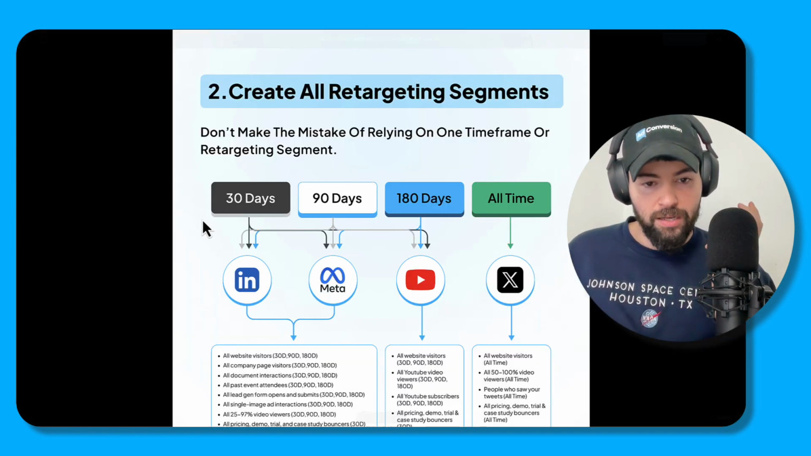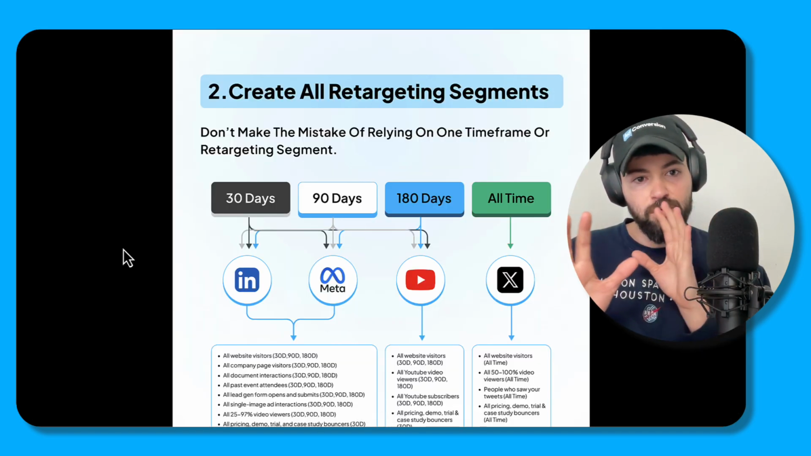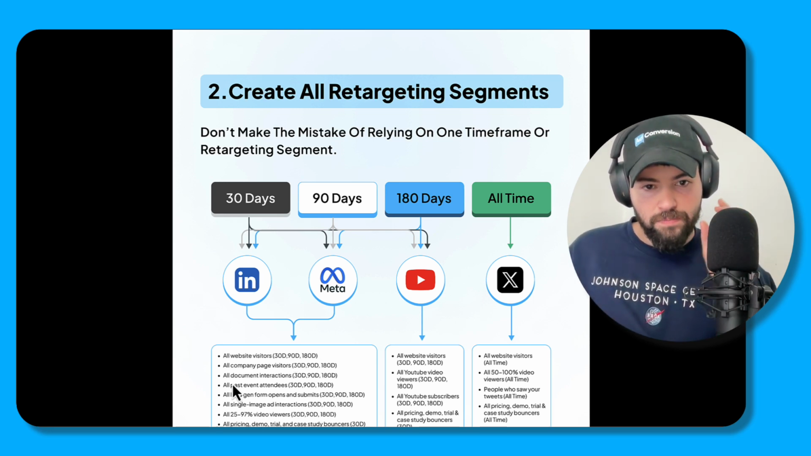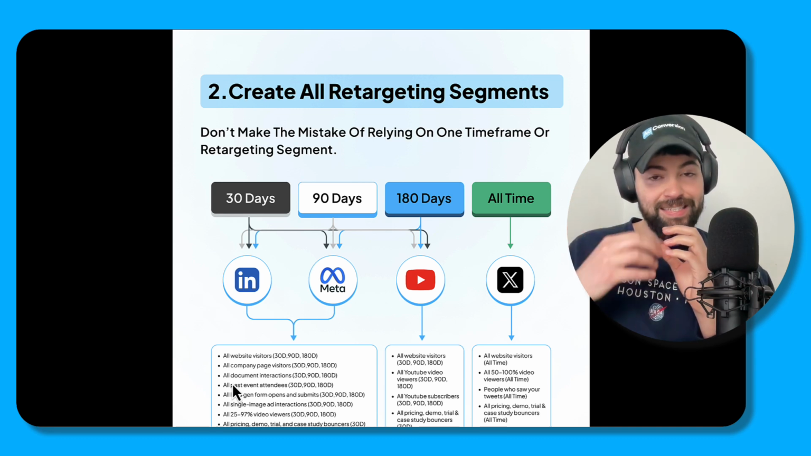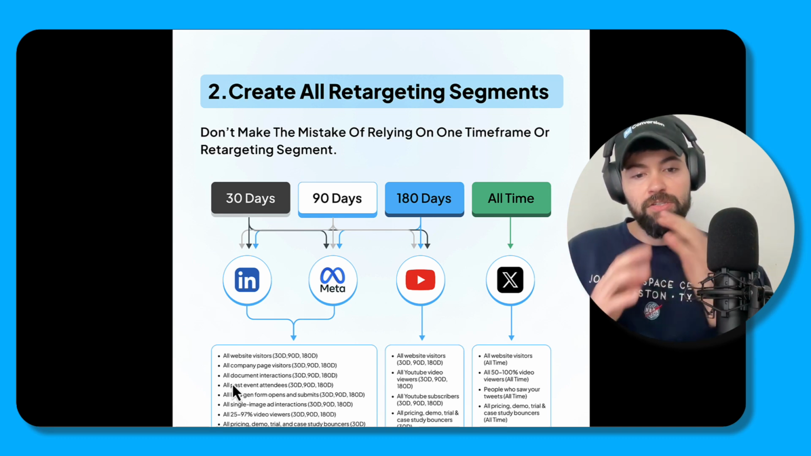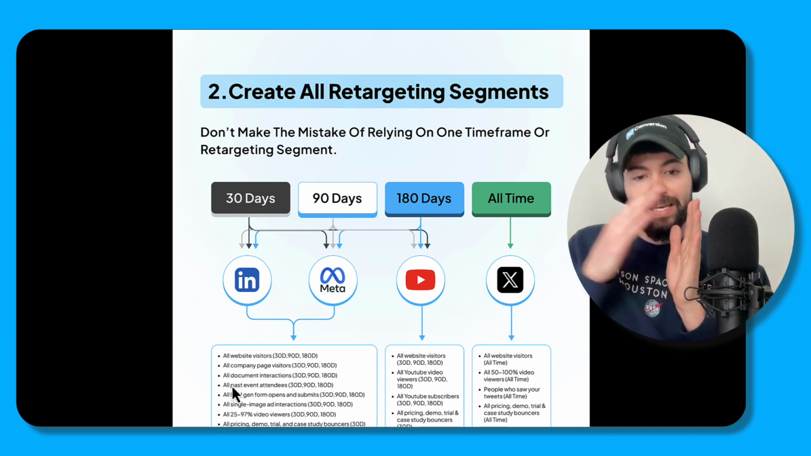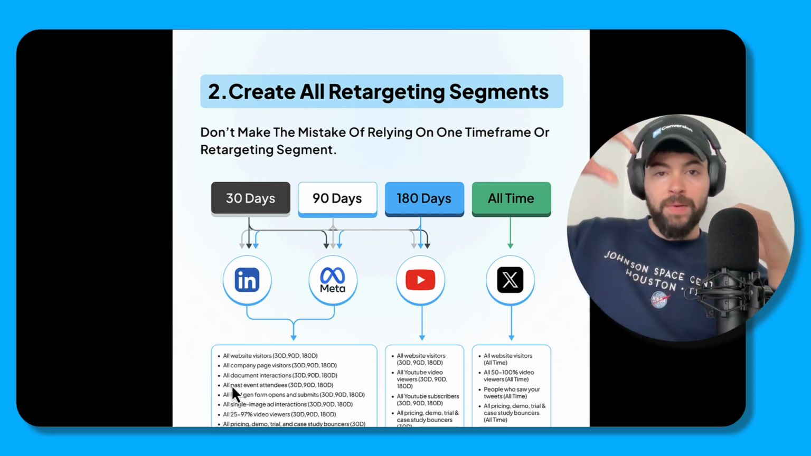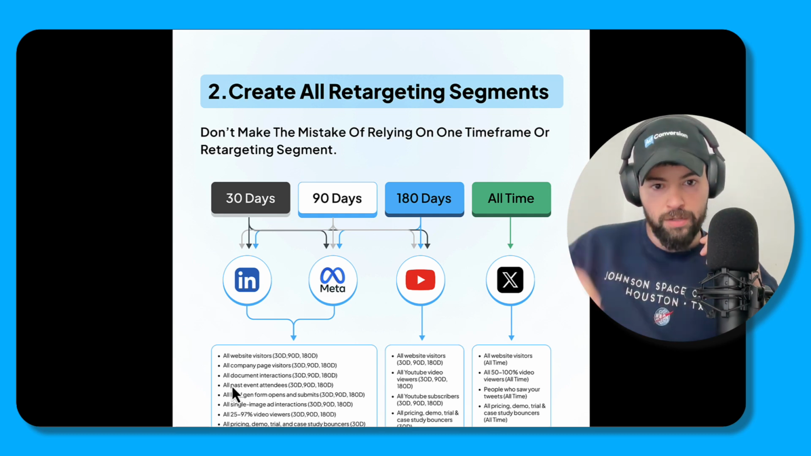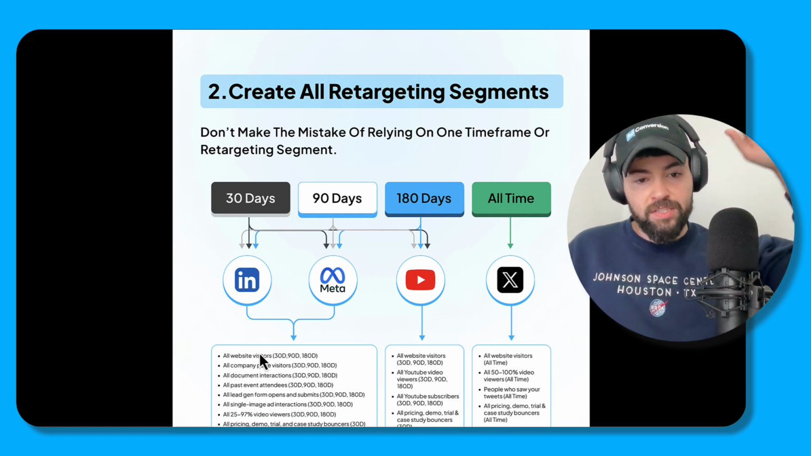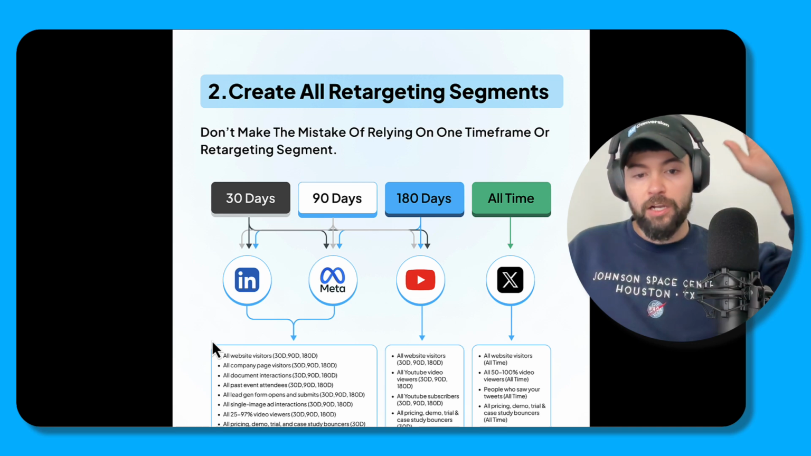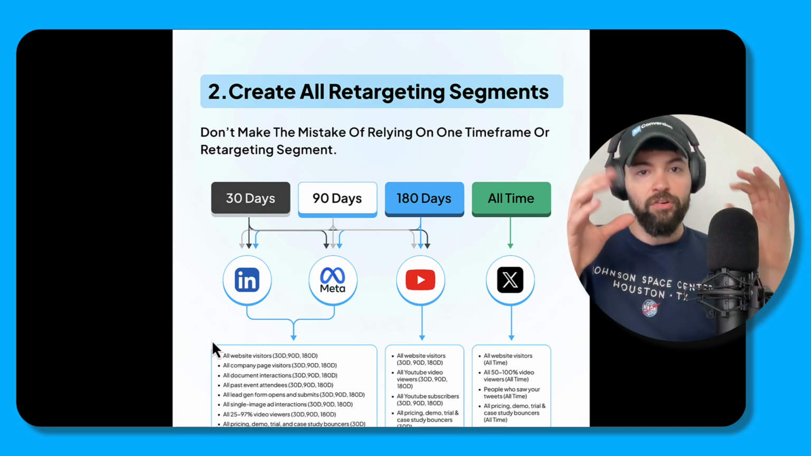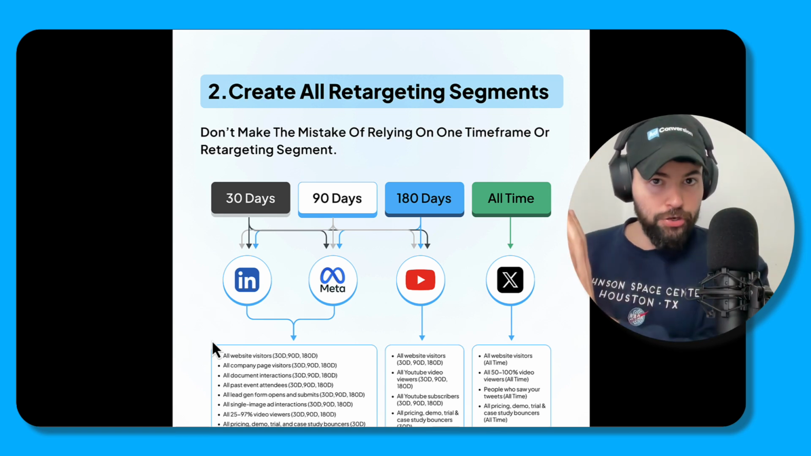So with that being said, this is a good place that if you guys want to take a snapshot of this, it's worth it. But basically you can see I've got all of these different segments here. And what I'm doing, if the size of my pixels is mature, I'm not just creating all these different segments, but I'm also taking it a step further and segmenting it by time frame. So I've got my 30-day cohort, my 90-day cohort, and my 180-day cohort. So for LinkedIn, that's all website visitors, all company page visitors, all document interactions, all past event attendees, etc., within a 30-day time frame, and then a 90-day time frame, and then a 180-day time frame.